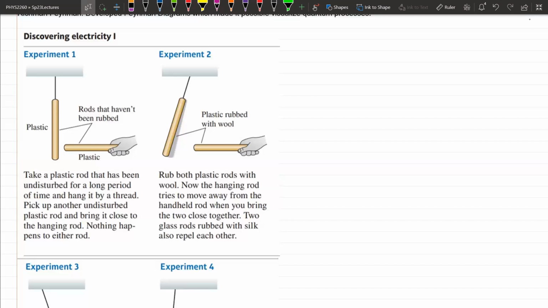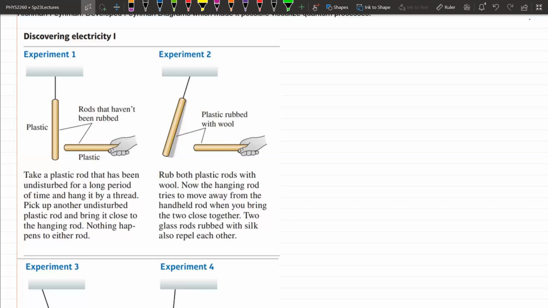So this is something you can do at home. You just need to hang a little piece of plastic rod on something. And this is another piece of identical plastic rod. Usually if you're just waving this thing around, nothing happens, right? So that's kind of boring. But what if I rub this plastic rod with a wool hat that I just wore to school this morning?